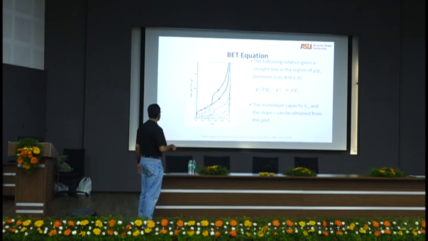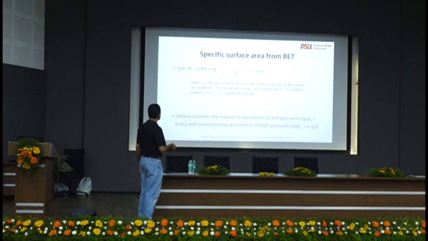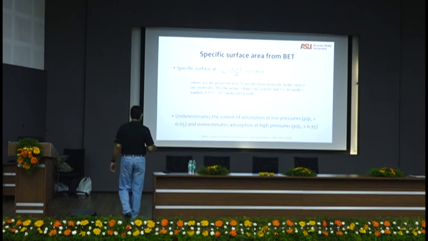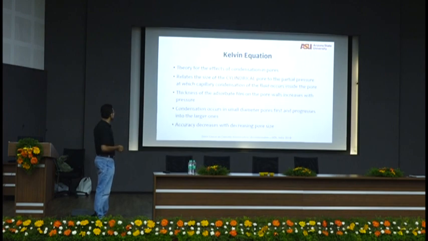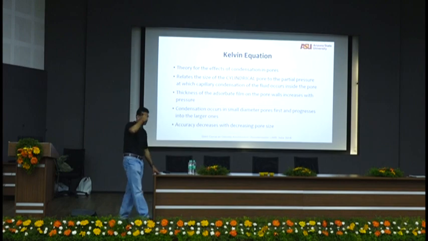You take that slope of this part between 0.05 and 0.35, and then you use this equation to find the specific surface area using Avogadro's number, molar volume, etc. So between 0.05 and 0.35. Less than that, it underestimates. More than that, it overestimates. You don't want to do that. So that's a simple way to do specific surface area.